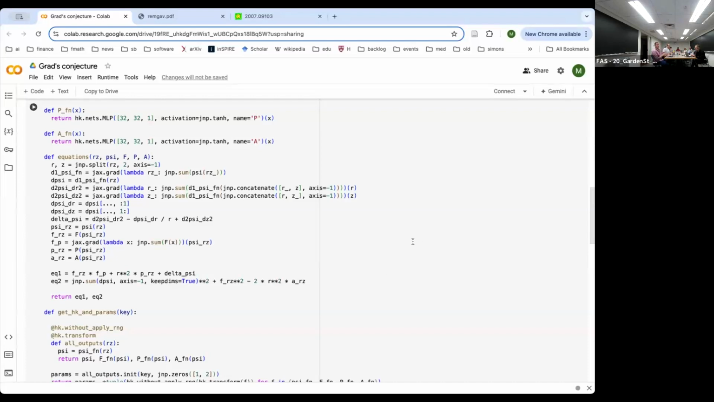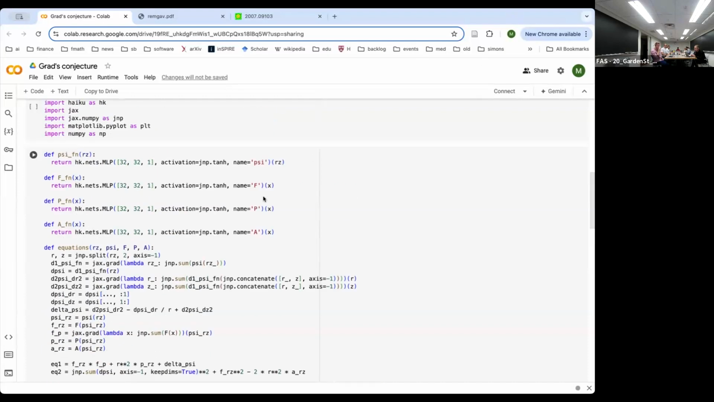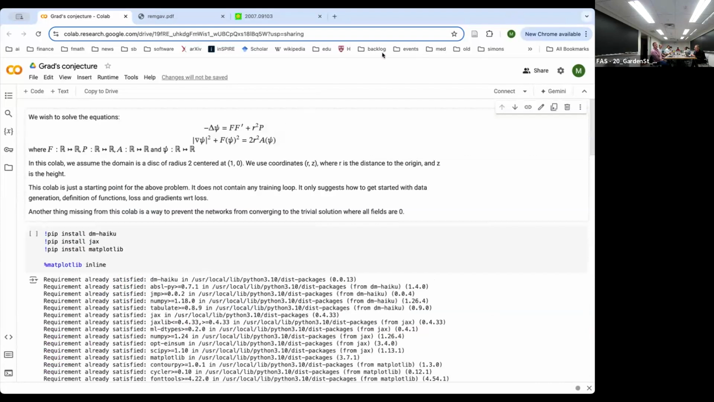Yeah, so is that the top? No, that's not the top. There's a little bit of explanation at the top.